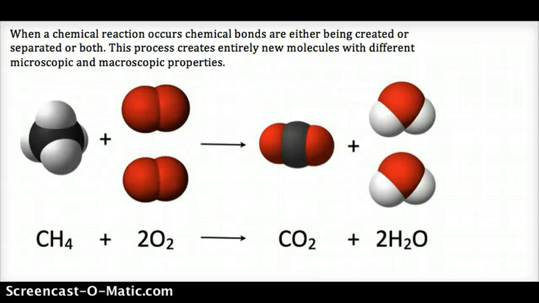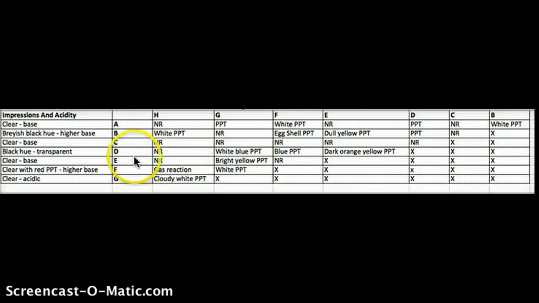When a chemical reaction occurs, chemical bonds are either being created or separated, or both. This process creates entirely new molecules with different microscopic and macroscopic properties. To record our observations, we used this chart.